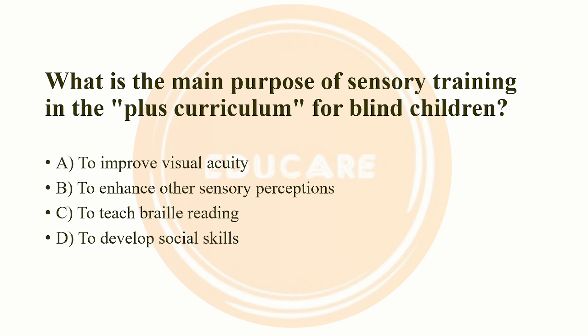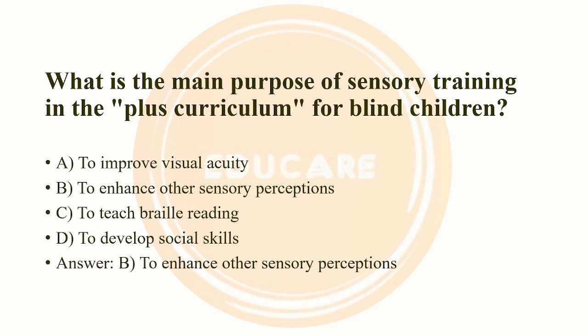What is the main purpose of sensory training in the curriculum for blind children? Options: to improve visual acuity, to enhance other sensory perception, to teach braille reading, to develop social skills. The answer to this question is option B, that is to enhance other sensory perception.